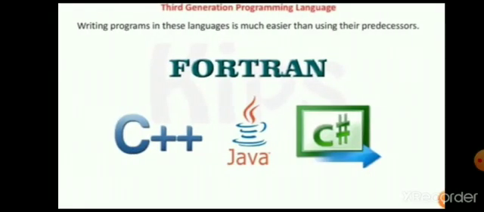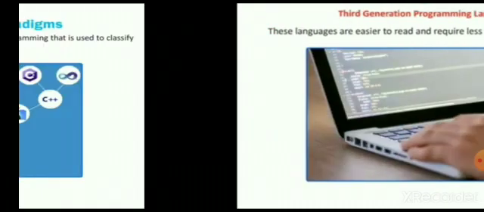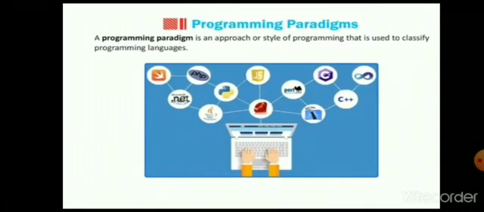Now, third generation language. These are the simple languages which use English codes and digits, where there are various high level languages that we use. For example, Java, C++, C Sharp, Fortran, all these are high level languages or third generation languages. See, these languages are easier to read and require less time to write the programs as they contain basic English alphabets and digits. Now, programming paradigm.